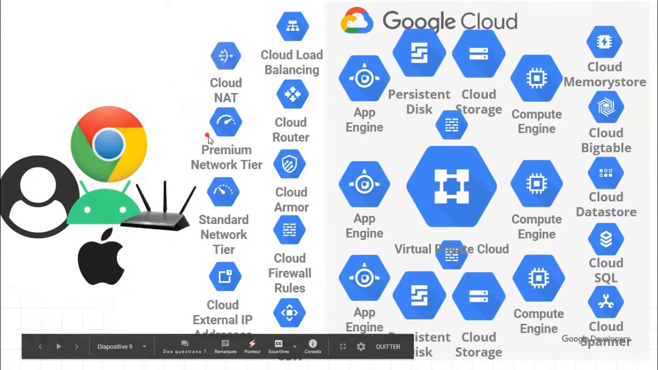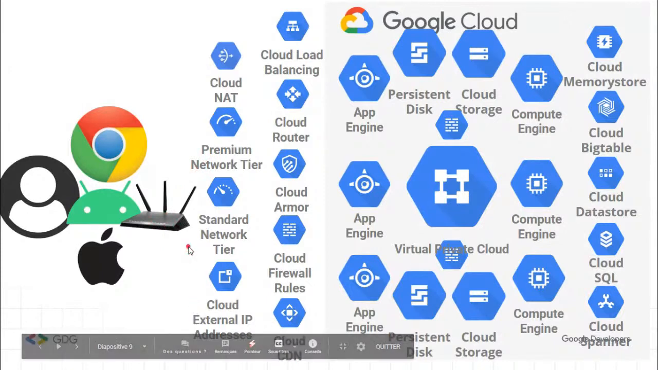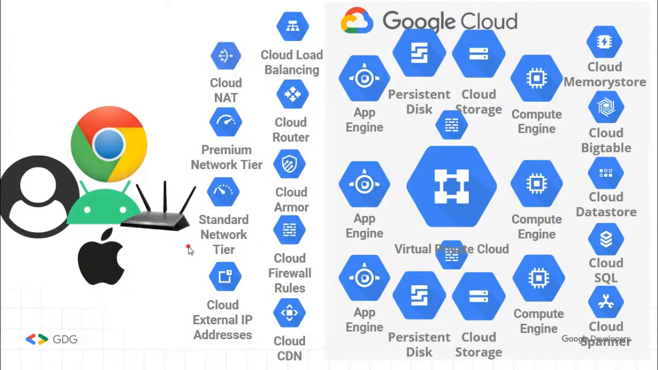We will see it later. And then you have two types of networking. You have the premium network, where you use Google's internal network, or you have the standard network. In case you use the standard network, you will use the internet network, because when you use Google's network, you will gain speed because they use a special technology that we will see later. And then you have the Cloud External IP to reserve an IP, because by default, when you use a virtual machine, its IP is ephemeral, which means that if you shut it down and bring it back, it will have another IP. So you need to reserve a static IP.